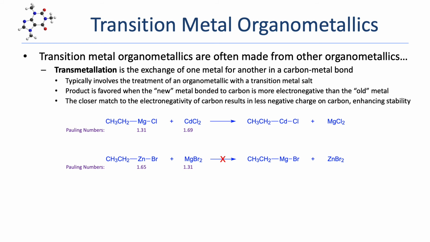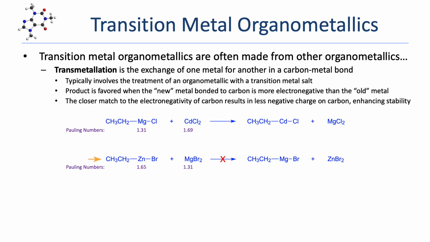So here we see two examples. In the first example, a Grignard reagent is treated with cadmium chloride. We can see that the Pauling electronegativity number of the newly introduced cadmium is higher than the value of the magnesium atom bonded to carbon. Because the newly introduced metal is more electronegative than the metal already bonded to carbon, we can predict that this reaction will favor products.